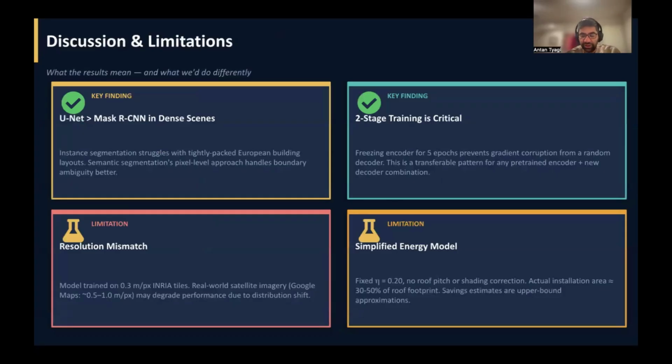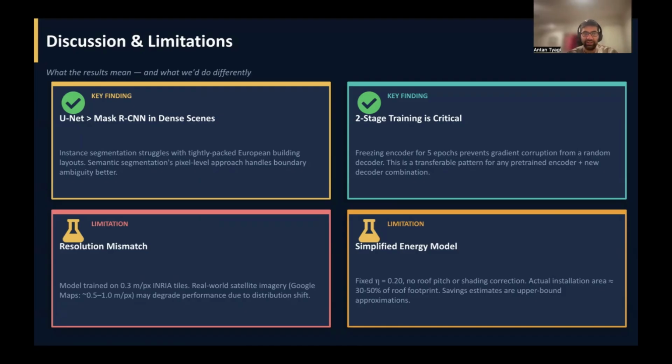So what's the outcome of the project? What we find is U-Net is better than Mask R-CNN in dense geographic settings. Two-stage training was critical: freezing the encoder prevents gradient corruption, and it can be used as a transferable pattern for any pre-trained encoder plus decoder combination. The limitation is resolution mismatch. The model is trained on 0.3 meter per pixel Vienna tiles. Variable satellite imagery is slightly different from that, so we might have to tune this before moving into production.